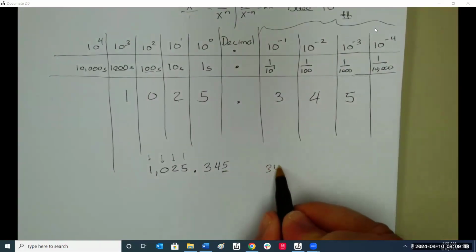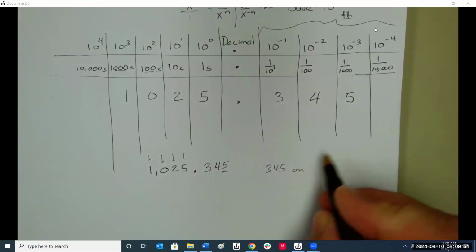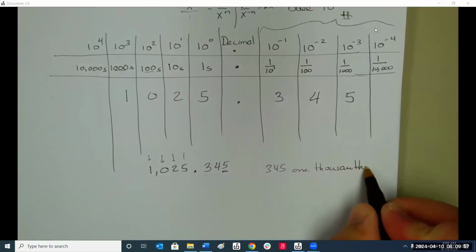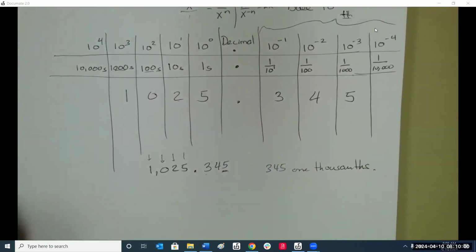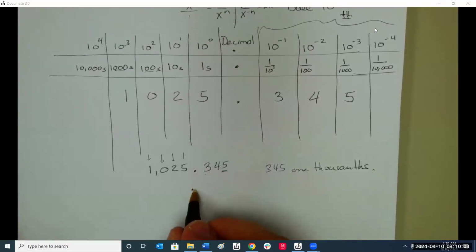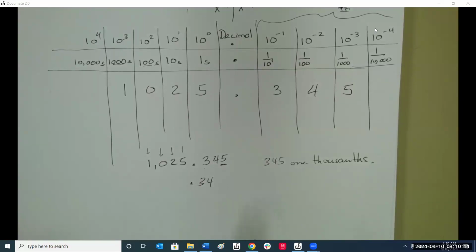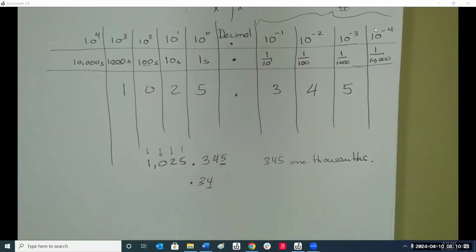So it's 345 1,000ths. If you only had 0.34, you would read it as 1,025 and 34 hundredths. But you always refer it to the last digit. These other ones don't have a name, because that tells you how large it is.